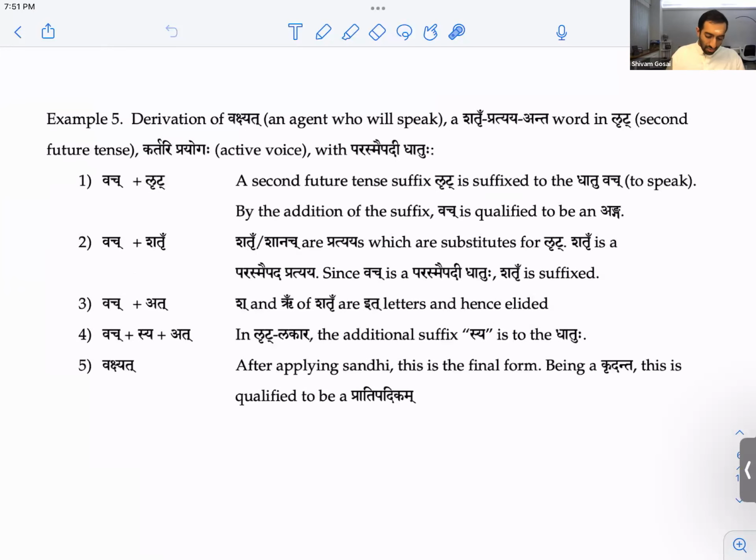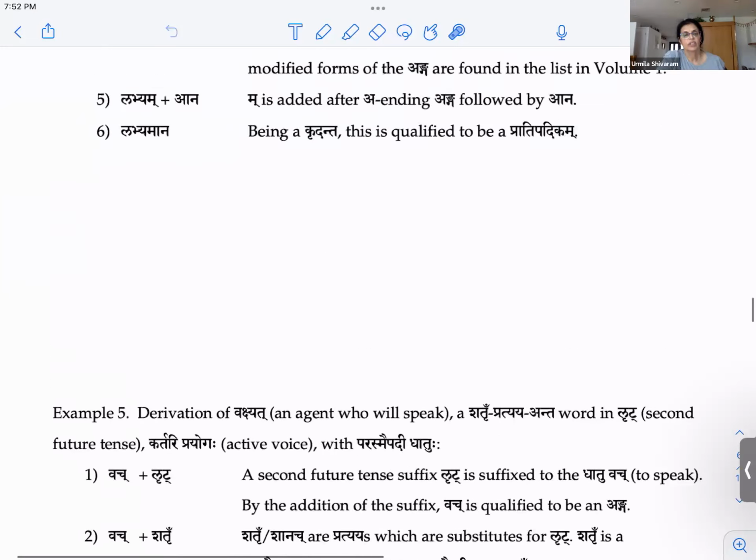So we saw Kartari Prayoga, we saw Karmani Prayoga in Lat Lakara. Now let's look at Lrt Lakara, future tense. Okay, let me take the question before I introduce.